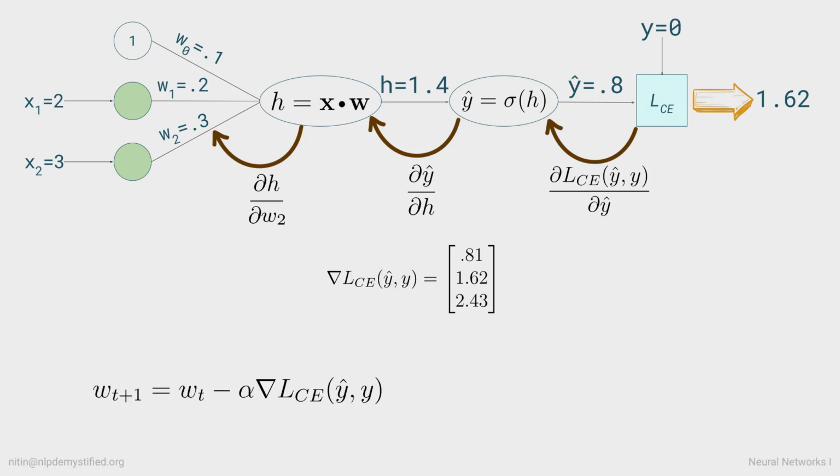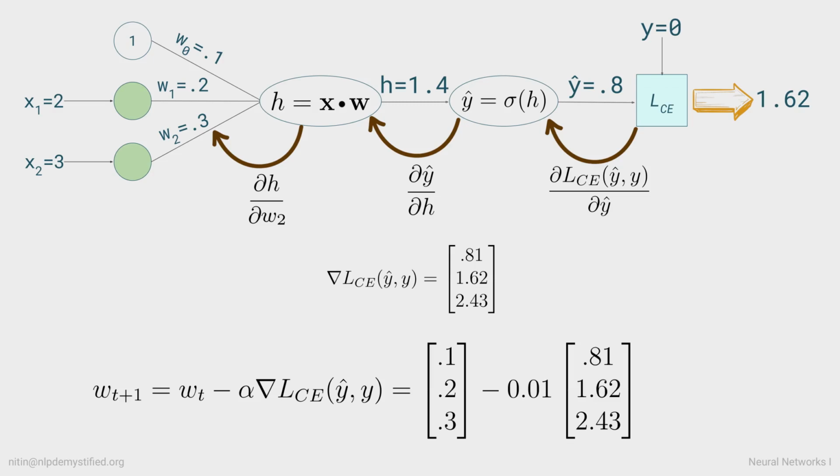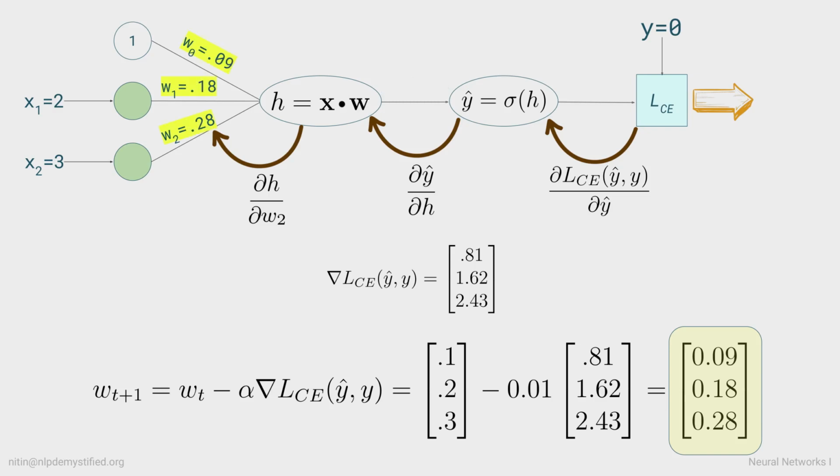The equation for the update step is the current weight minus the learning rate, alpha, times the gradient. Assume alpha is set to 0.01. If we work it out, we get the next weights to try: 0.09, 0.18, and 0.28. So all the weights are lowered in this case. So we'll update the weights, and if we work it out, h is now 1.29, y hat is 0.78, and the new loss is now 1.53, a drop from the previous loss of 1.62.